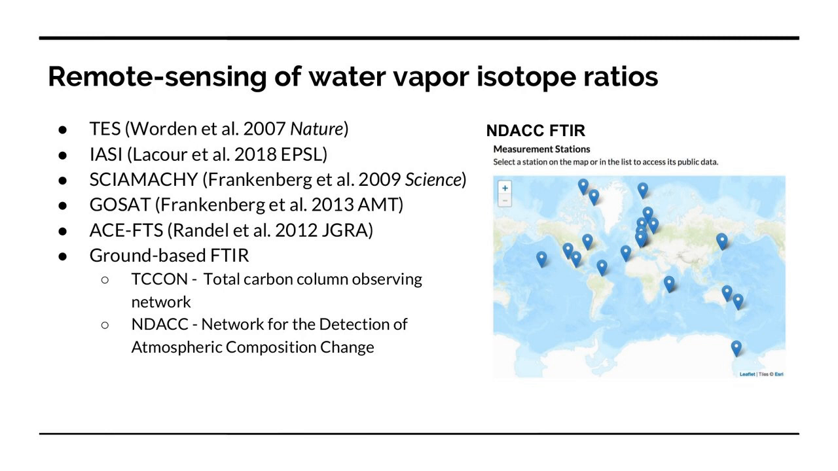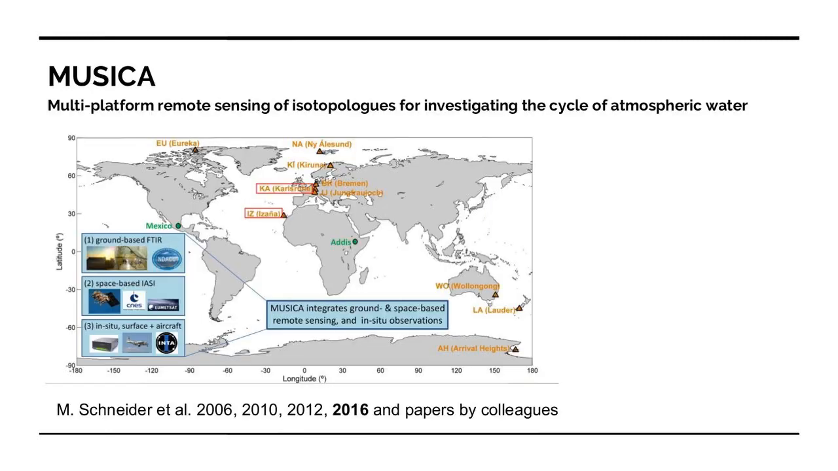An alternative to the space-based remote sensing instrumentation is ground-based FTIR. The figure here on the right is showing some of the stations that are part of the NDACC network. There's also TCCON, which is another network. For many of you, these stations may be more familiar in the role that they play in a multi-platform network like MUSICA, which has been led by our European colleagues.